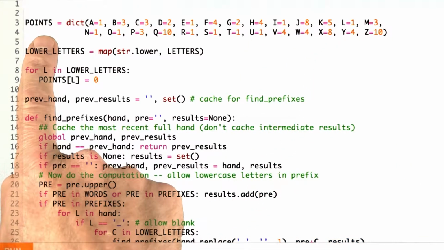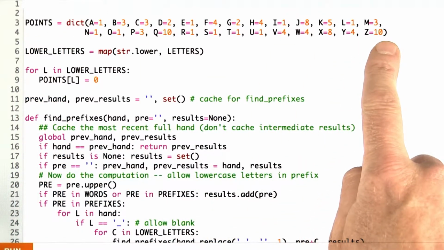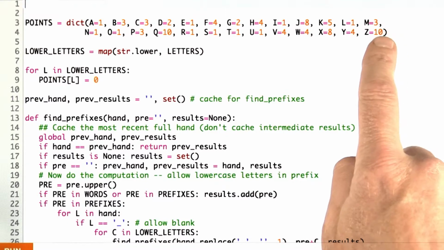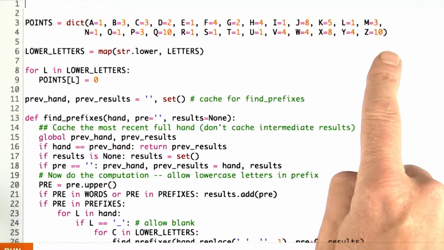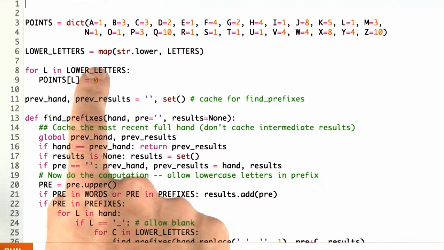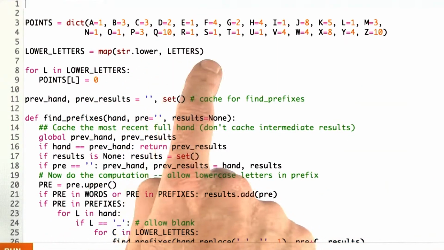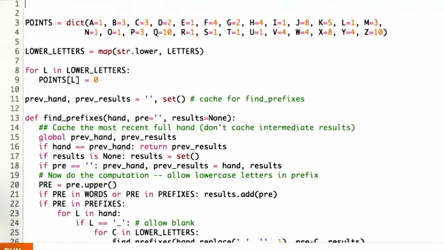The points dictionary originally had a value of 0 for the underscore character. I've taken that out because I'm not going to use the underscore character. I'm going to immediately translate the underscores into a lowercase letter. So I have to figure out what my lowercase letters are. I get them by lowercasing the letters I already had. Then I went through the lowercase letters and said the point value of a lowercase letter, a blank used as that lowercase letter, is 0, updating the points dictionary.